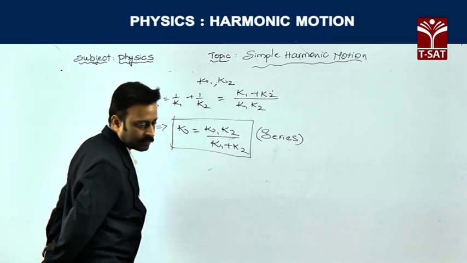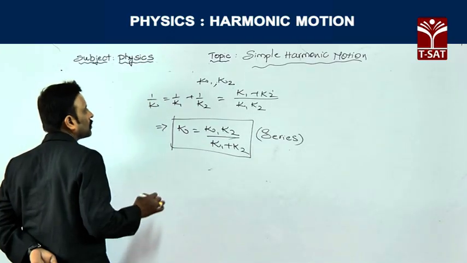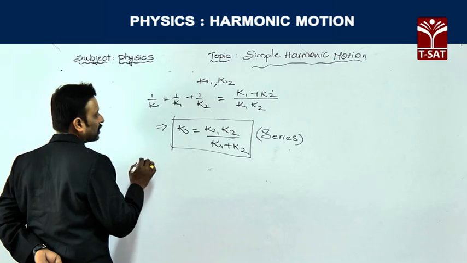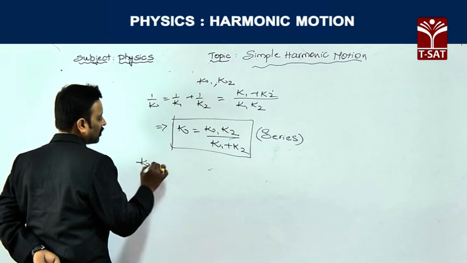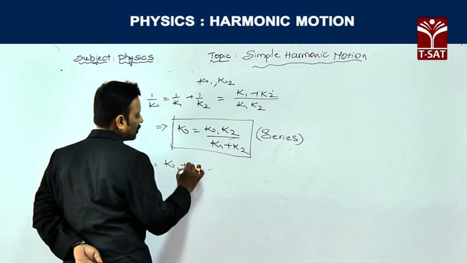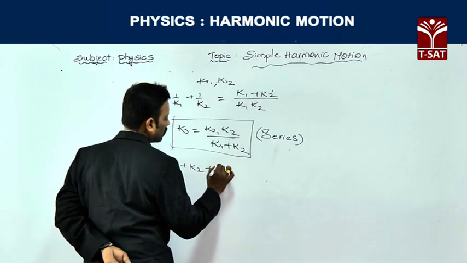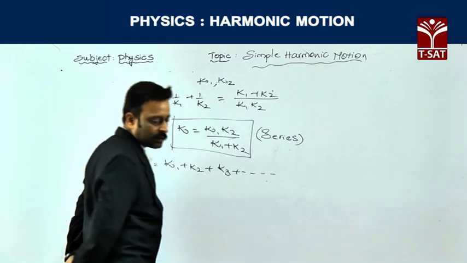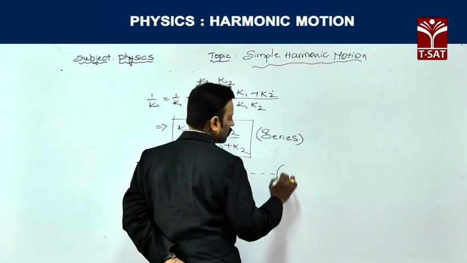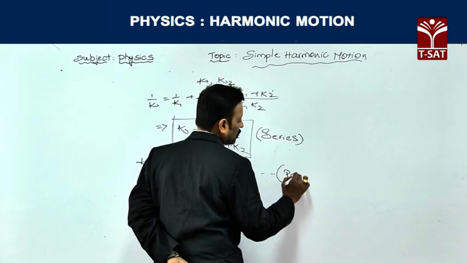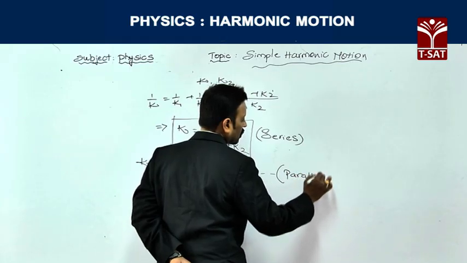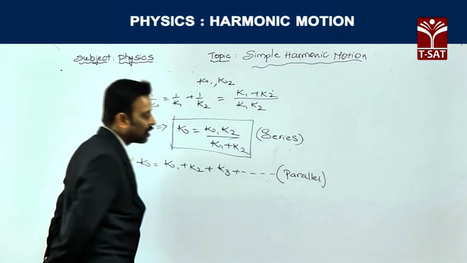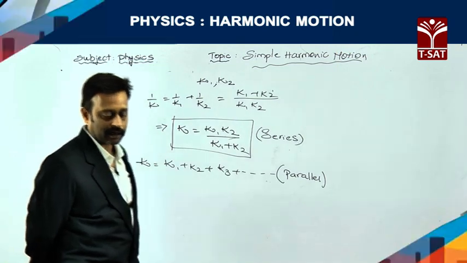On the other hand, when two or more springs are connected in parallel, the formula is k is equal to k1 plus k2 plus k3 and so on. That is the formula for effective spring constant when two or more springs are connected in parallel.